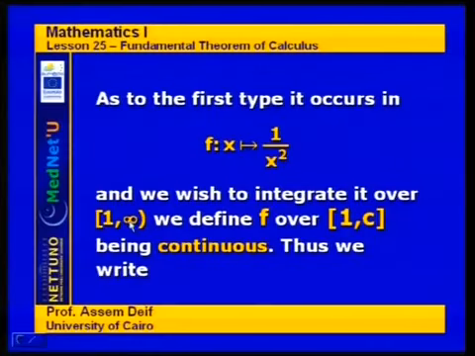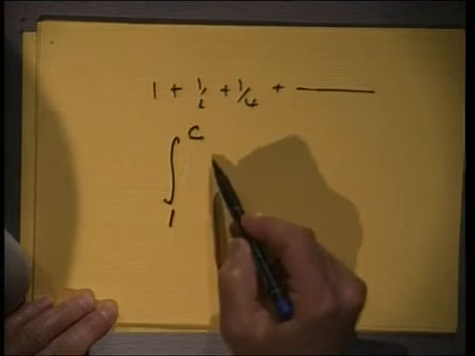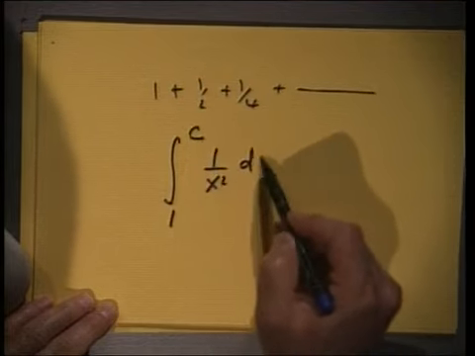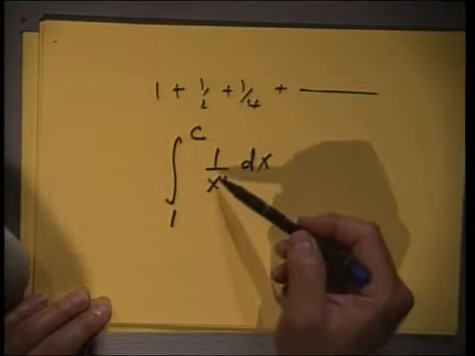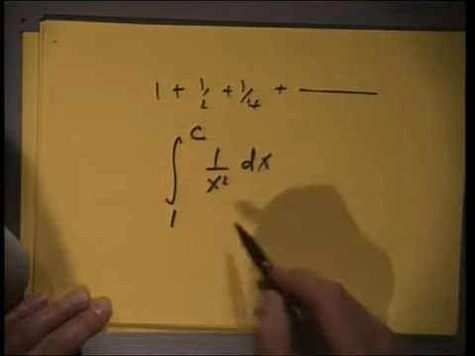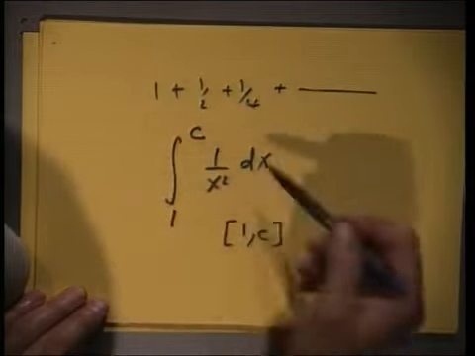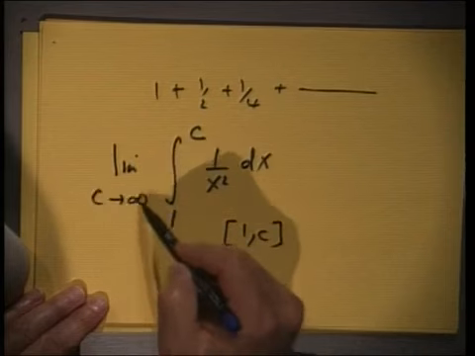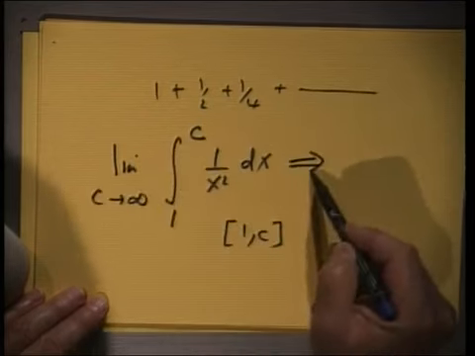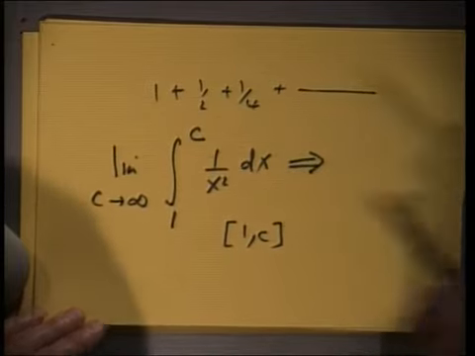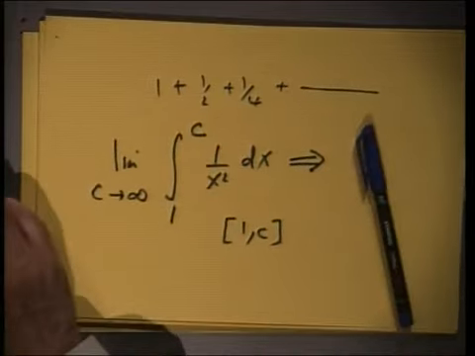But there is one thing: the limit of integration is unbounded here. Here you have an infinite interval, so you may define f over the closed interval from 1 to c first. In other words, you integrate from 1 to c of 1 over x squared dx, and this integral exists because 1 over x squared is continuous over the closed interval from 1 to c. And in order to get your integral, all you have to do is take the limit where c tends to infinity. If this limit exists, you say that your improper integral converges.